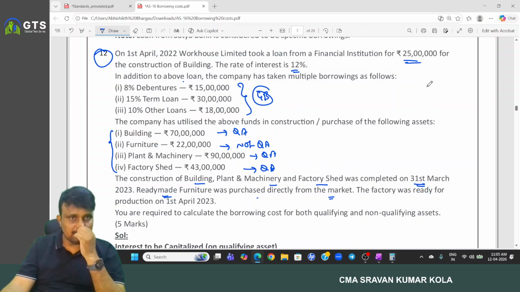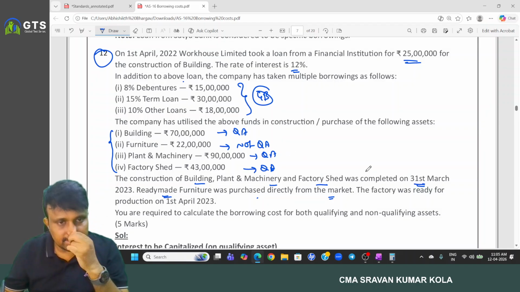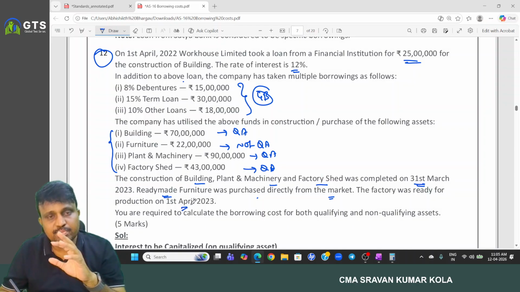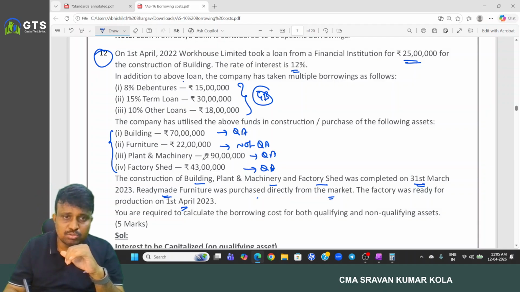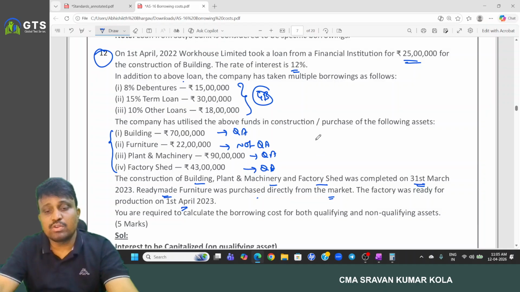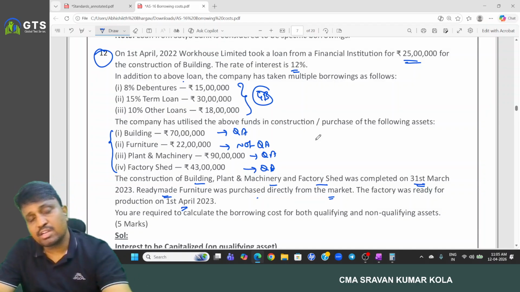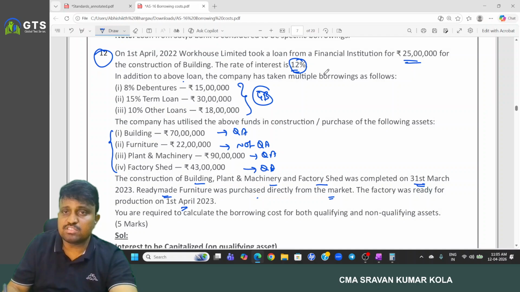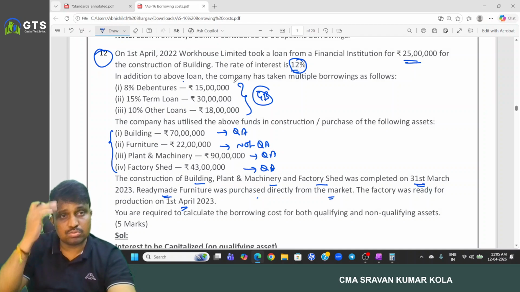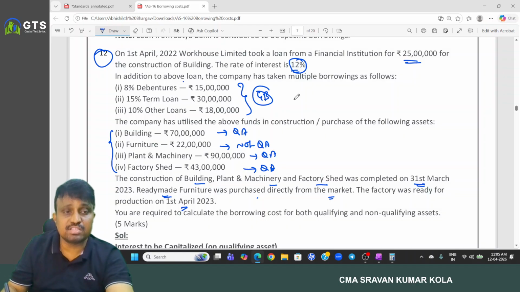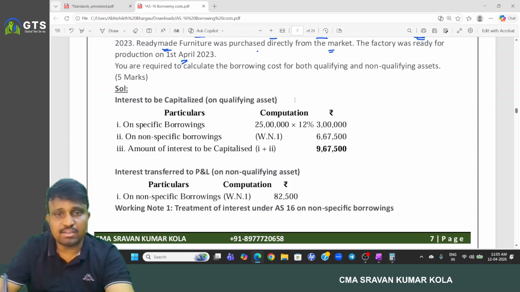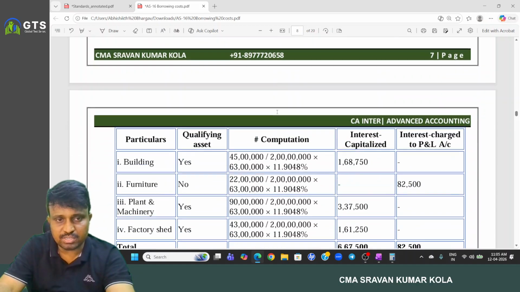And then out of the total borrowing cost you calculated, you need to apportion it again. And the factory shed was ready for production on 1st April. First we compute what the borrowing cost is. These are the total amounts we spent. So borrowing cost: first, coming to the specific loan, what is the rate of interest? 12%. Coming to the general loans, we have to calculate the weighted average rate of interest.